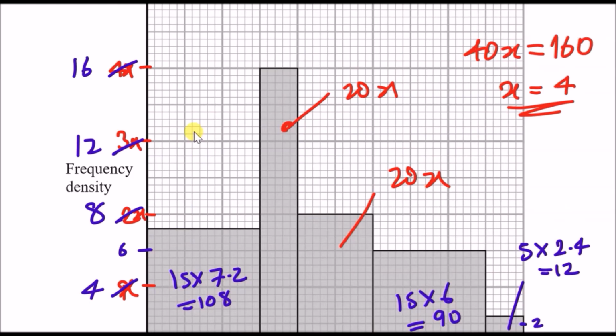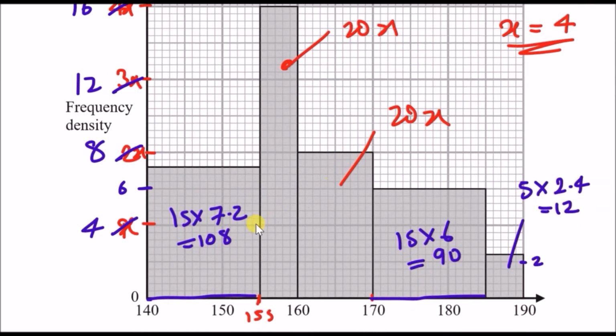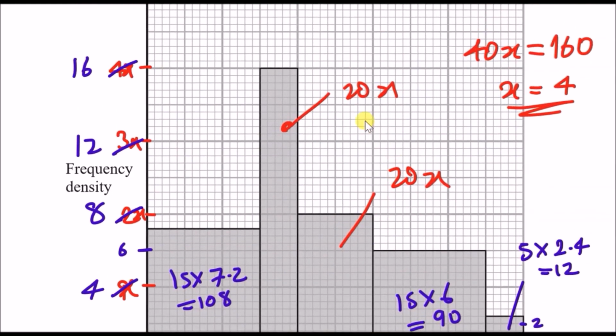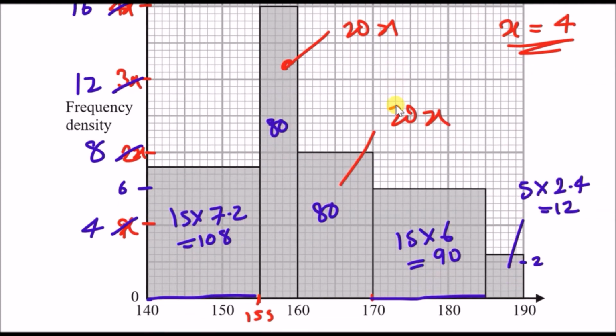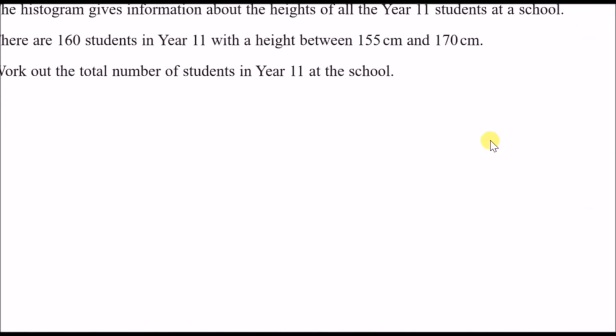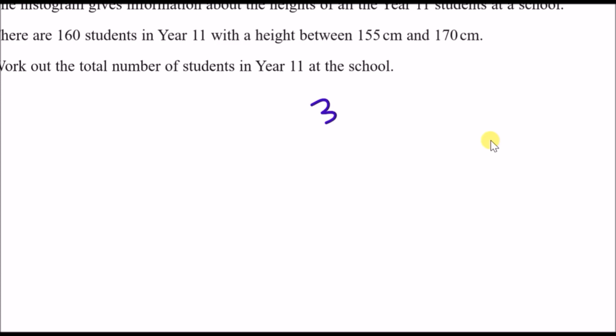And yeah, guys, now all you do is literally just add them up, yeah. So we know that these two blocks are 20x. X is 4, meaning these two blocks are 20 times 4, which is 80 and 80. And so adding all these results, 108 plus 12 plus the two 80s and plus the 90, you should get a total number of students of 370 year 11s at the school.